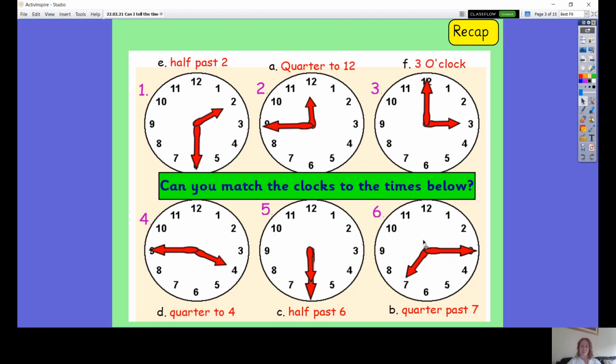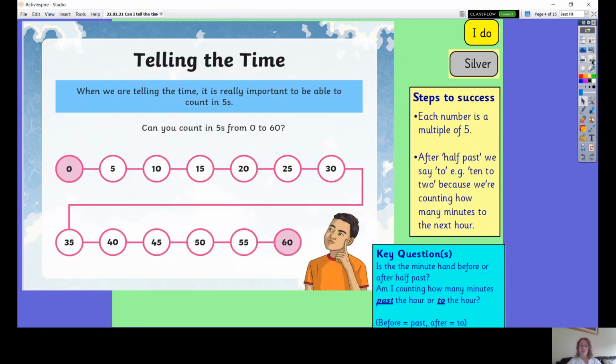Then number 6 is 7:15 because it's a quarter of an hour past 7 o'clock. That minute hand has moved a quarter of the way around the clock to make 7:15. You can see the hour hand's just gone past 7 there. Hopefully you remember those from other years in school. Let's move on to today's lesson.